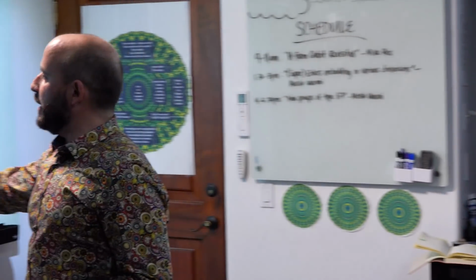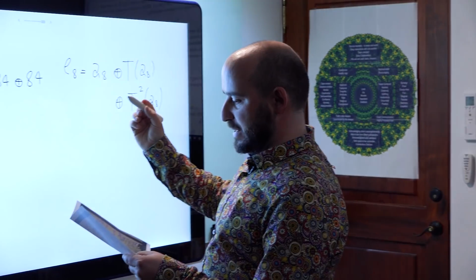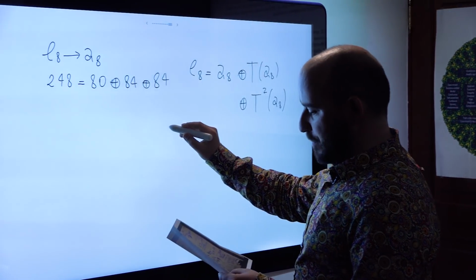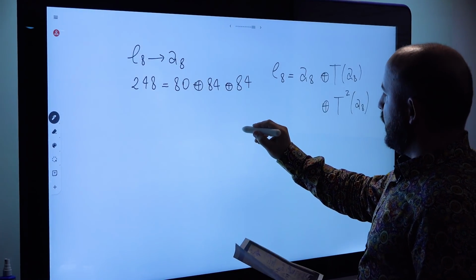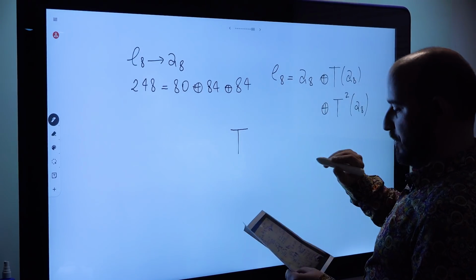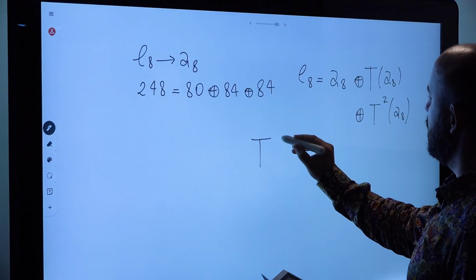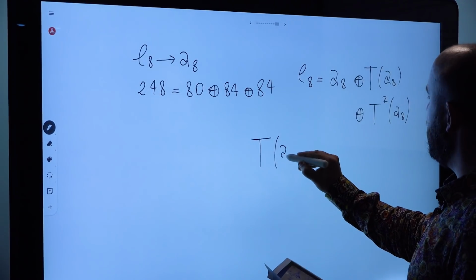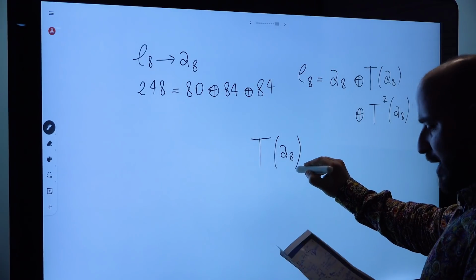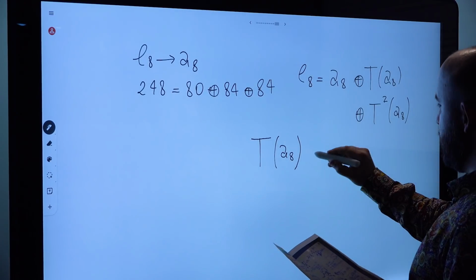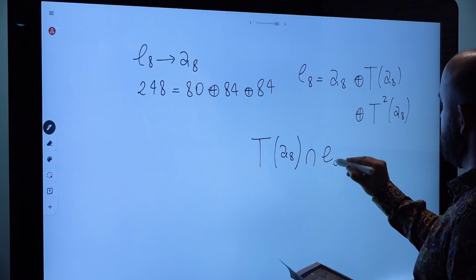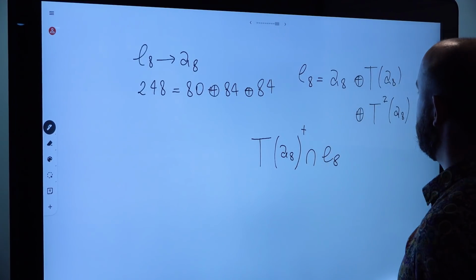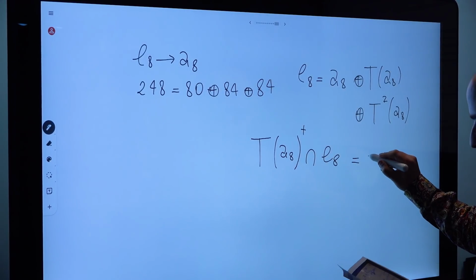And essentially, I remember that we have been discussing this, and what happens is that, let me write this. T of A8, intersected with E8, of course I can take the positive roots. This essentially is given by 84.